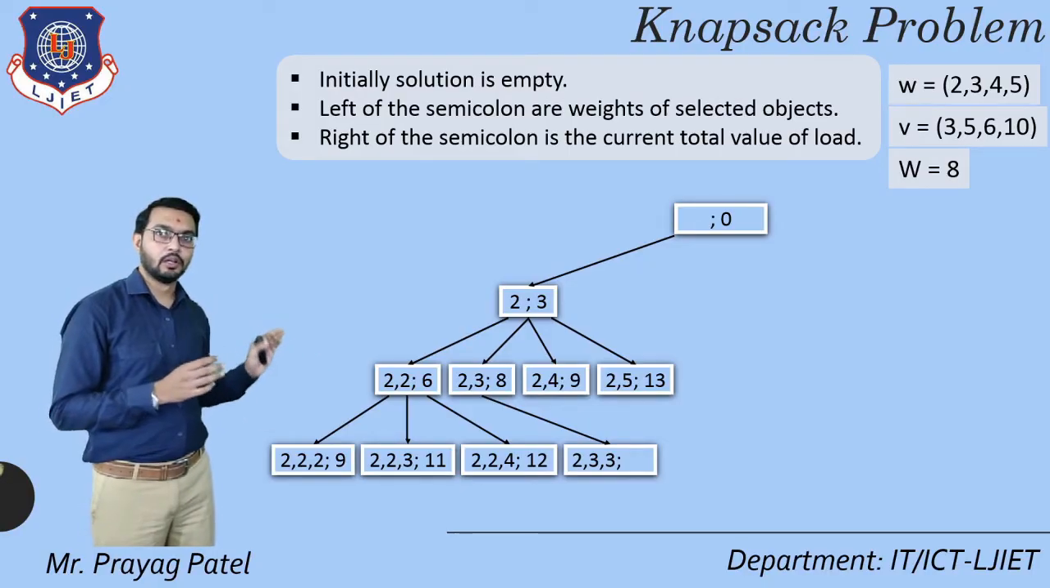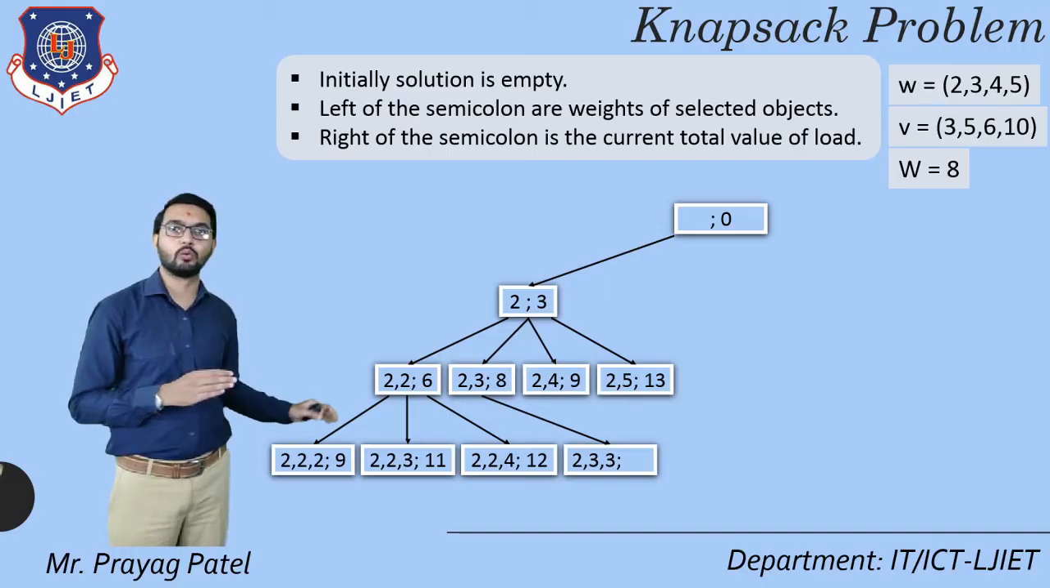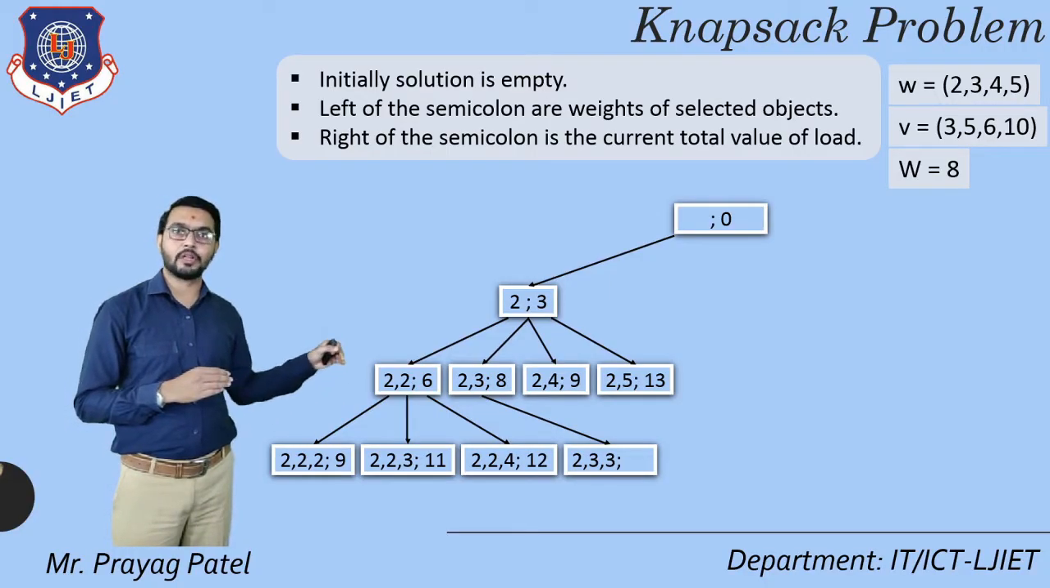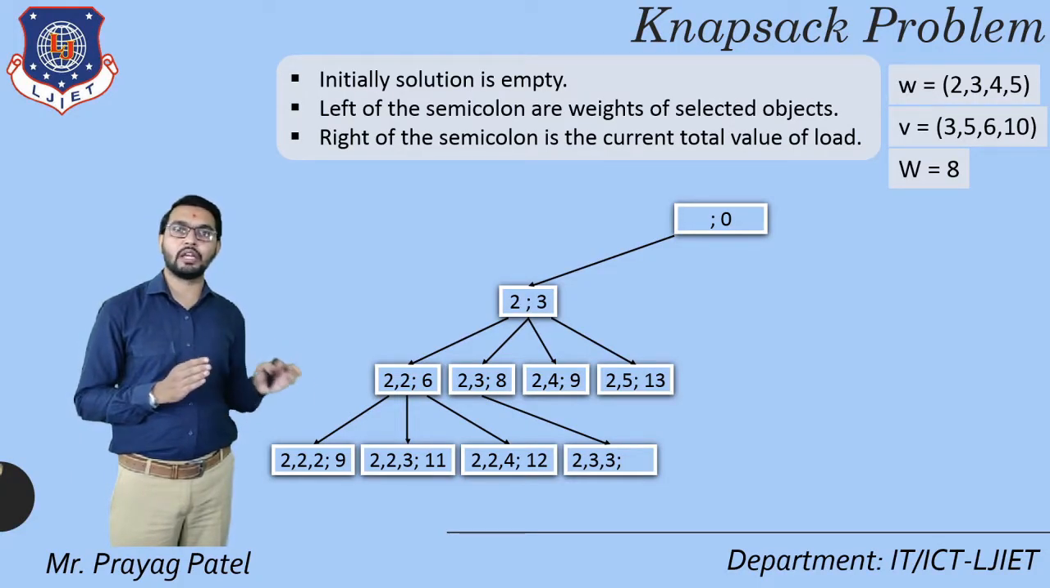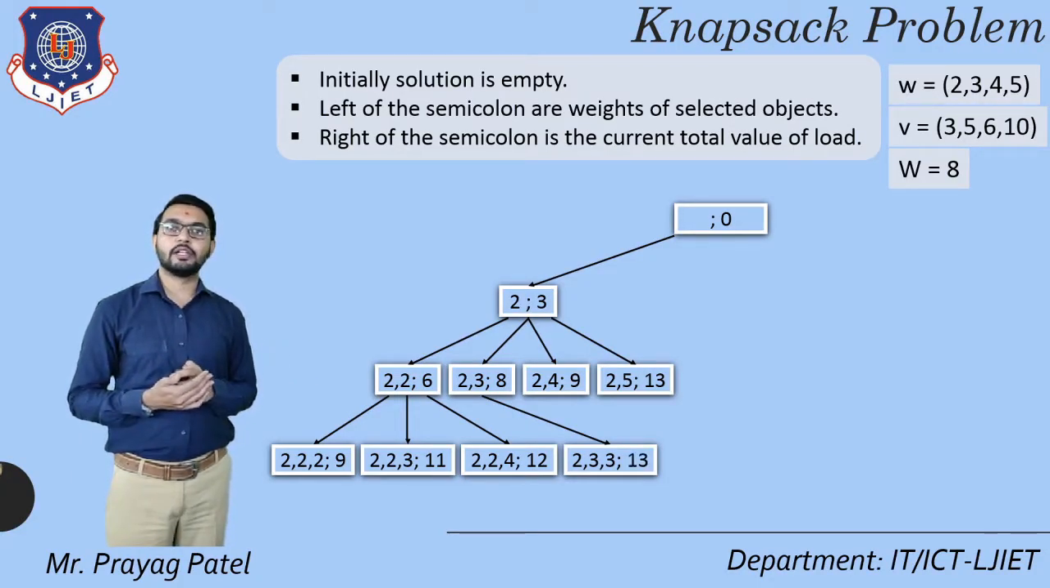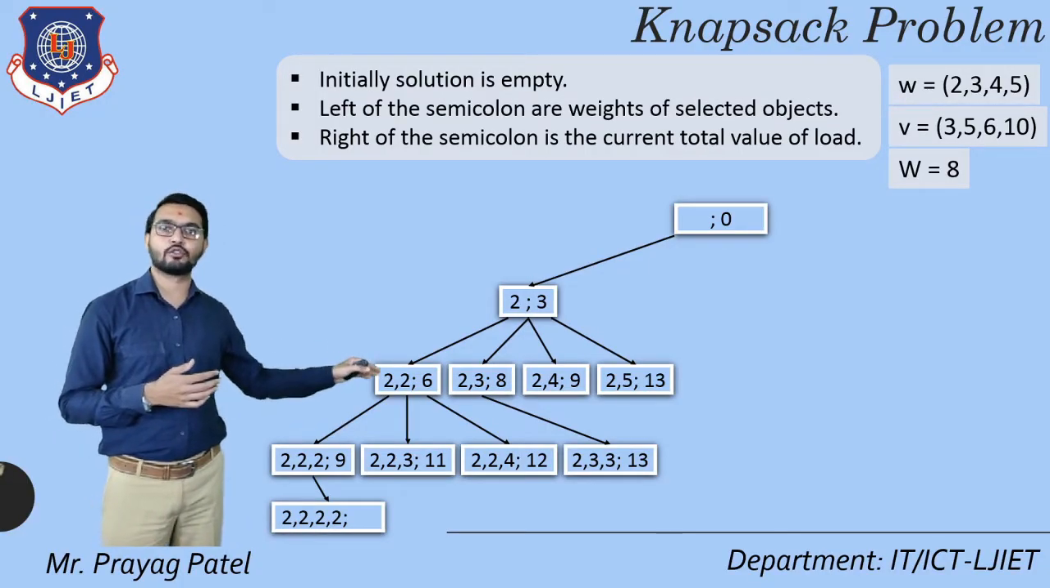Now consider the 2 3 3 case. In 2 3 3, the total weight equal to 2 plus 3 plus 3 equal to 8. So this solution is possible because weight equal to 8. Now consider the total profit, and total profit equal to 13. So consider this a solution.